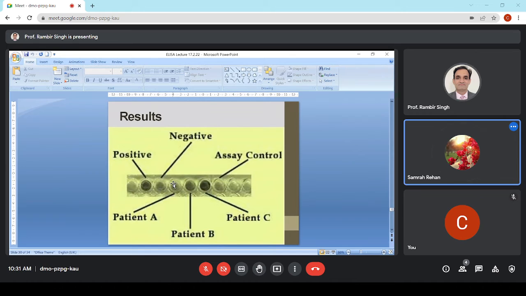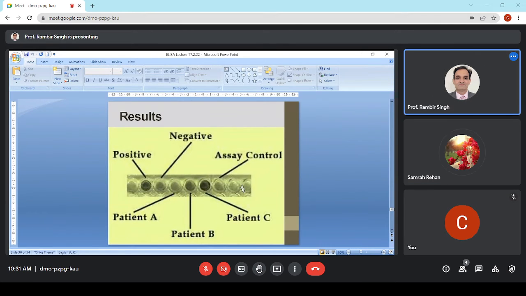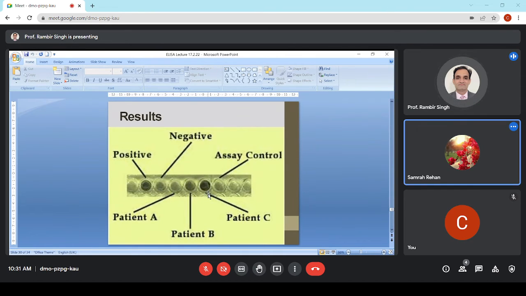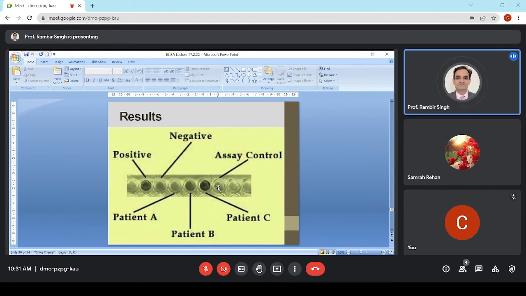So for patient A, you can see it is positive. For patient B, for patient C, like this you can see. Maybe for patient A, it is negative. Patient B is having infection, but it is low, a mild infection. For patient C, you can see very high infection.